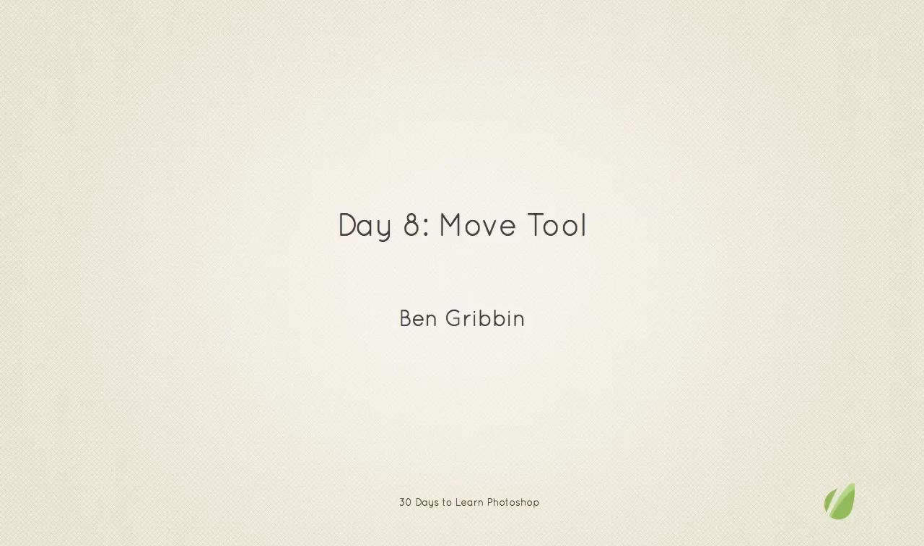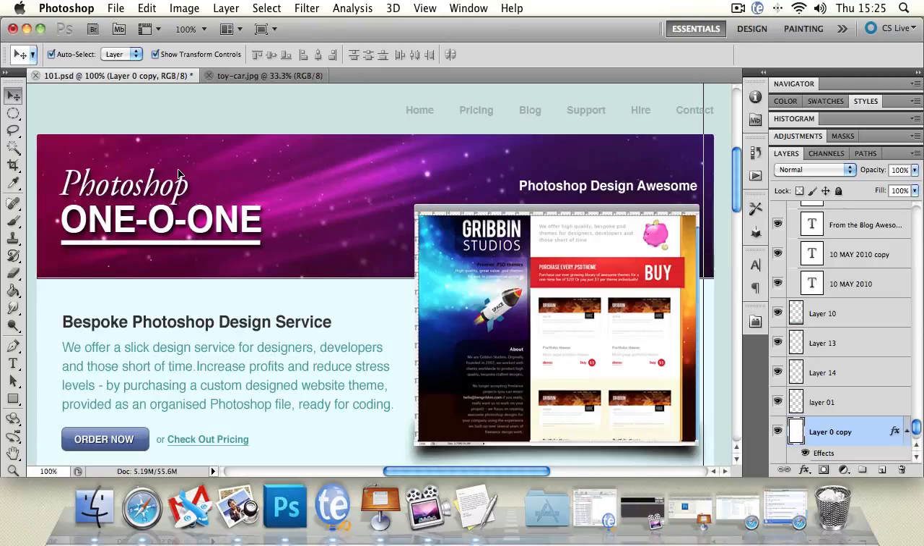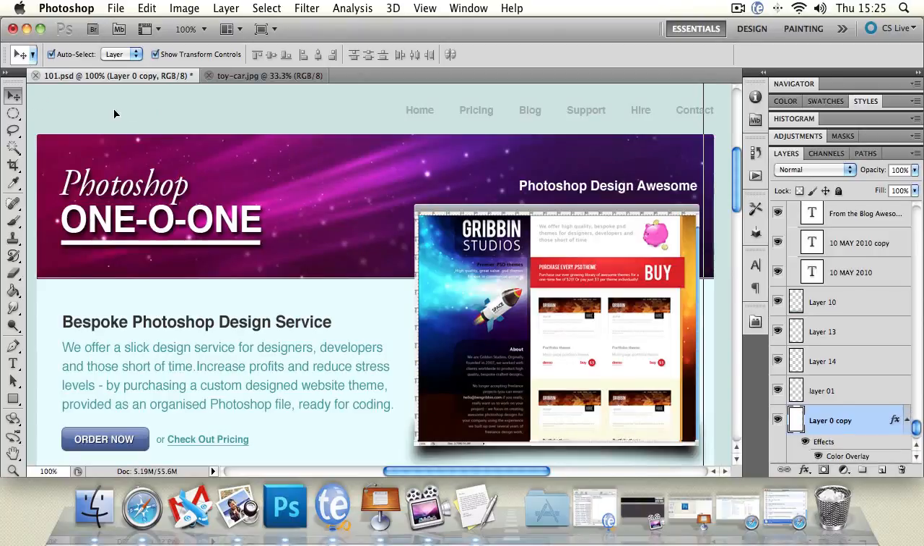I'm Ben Gribbin and in today's lesson we are going to learn what the Move tool does and how to use it. So let's go to Photoshop. Now we have Photoshop open and we're going to use the Move tool to, as it says on the tin, move objects around the design. It is the simplest tool to use in Photoshop, but we are going to cover this option bar here, which will show you some of its special features and also a couple of other features of the Move tool.